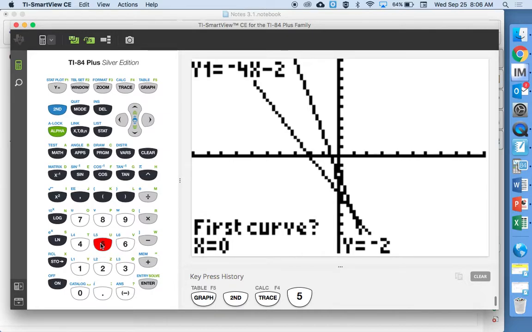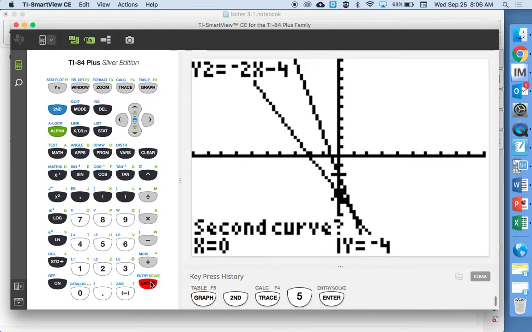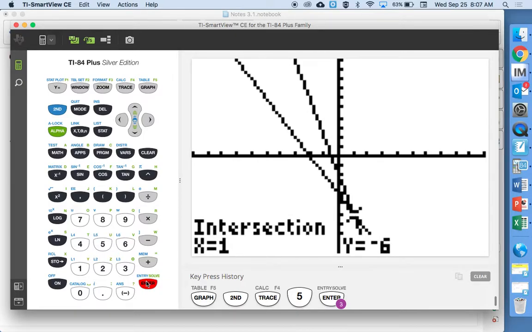you should see a little blinking cursor. That little blinking cursor underneath says first curve. Well, we have a line, not a curve. Don't do anything besides hit enter. And then it jumps to the second line, which is the second curve. Again, don't do anything besides hit enter. It'll always say guess. You don't do anything with guess. That's just the calculator correlating the two pieces of information we just placed in there. So essentially you're hitting enter 3 times there. And then it tells you the intersection point is at 1, negative 6.